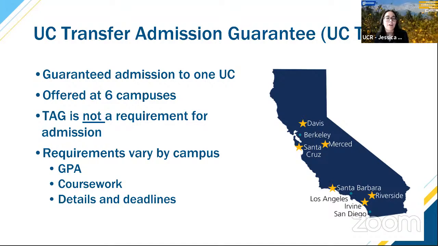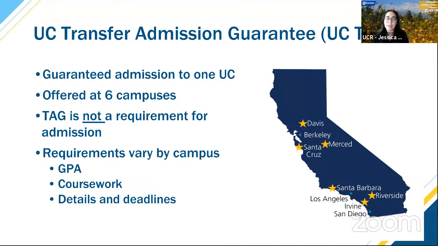So to start off, TAG is a guaranteed admission to one UC campus. We do offer the TAG program at 6 of our undergraduate campuses. There are 3 that don't. But the 6 that do participate, we have Davis, we have Merced, Santa Cruz, Santa Barbara, Riverside, and Irvine. So you can TAG to one UC campus.